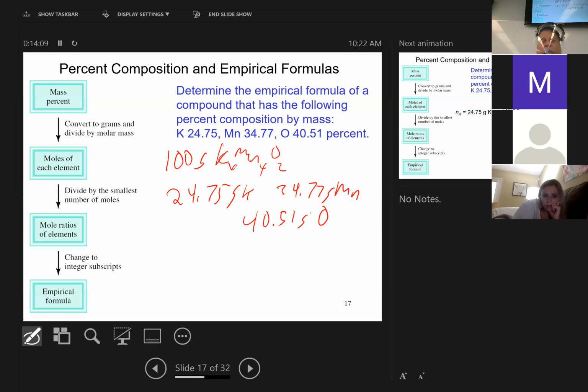Okay, what's the next step? You take the grams of something and convert it to what? Well, let's look. 39.10 grams per mole, right? So you convert it to moles. 24.75 grams of potassium, and then you have the conversion, 39 grams, and I'm just going to keep it simple by rounding it. 39 grams of potassium is 1 mole. Okay, and essentially you can get the number of moles of potassium from that. The grams cancel. How would you do the same thing for manganese?